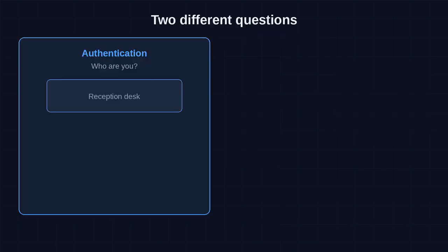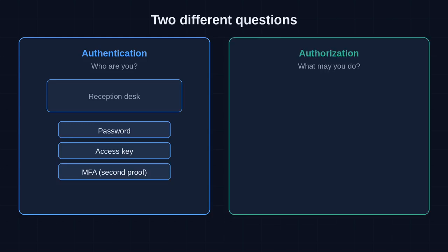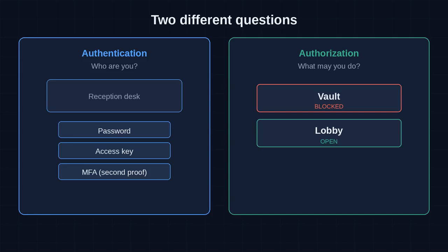IAM answers two different questions, and mixing them up is the first big misconception. Authentication asks, who are you? It is the reception desk check, password, access key, and often a second factor. Multi-factor authentication, or MFA, is not a permission. It is an extra proof that the person holding the password is really the person you expect.